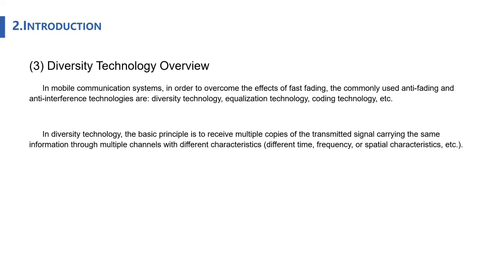And now let's go to the diversity technology overview. In mobile communication systems, in order to overcome the effects of fast fading, the commonly used anti-fading and anti-interference technologies are diversity technology, equalization technology, coding technology, and so on. In diversity technology, the basic principle is to receive multiple copies of the transmitted signal carrying the same information through multiple channels with different characteristics.